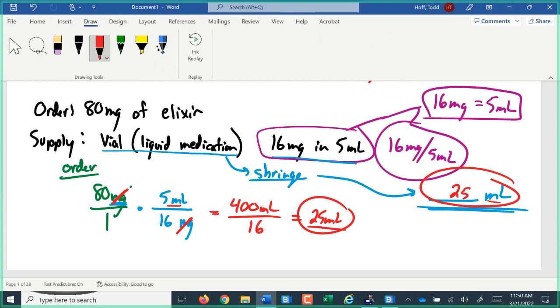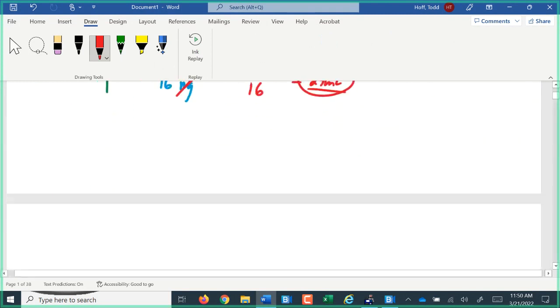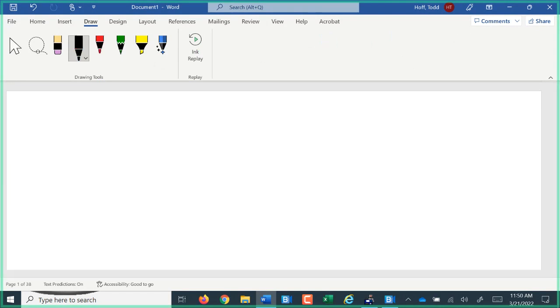Well, those are relatively simple examples. Let's make it a little bit more intensive. So let's say our order is for Axid 0.15 grams, PO BID.